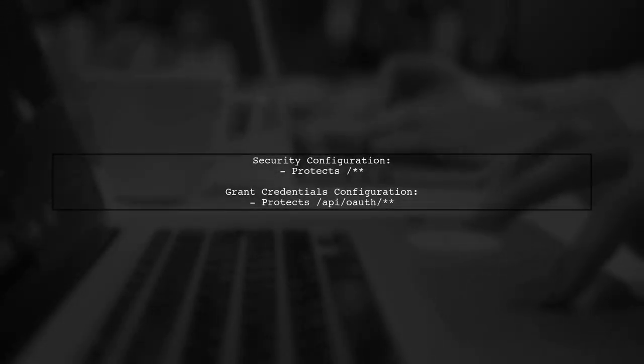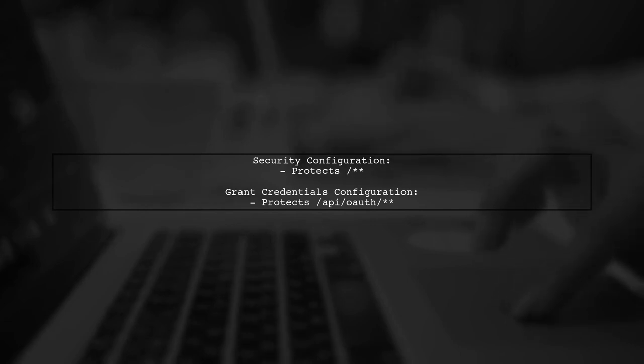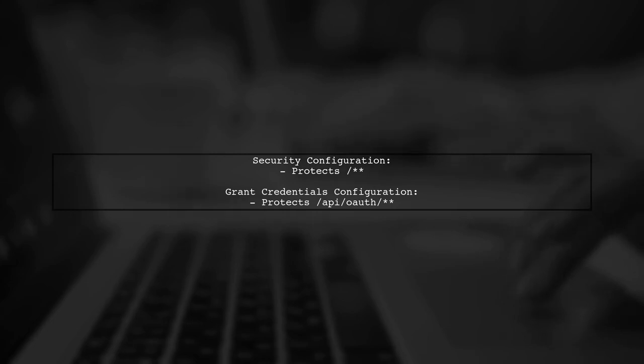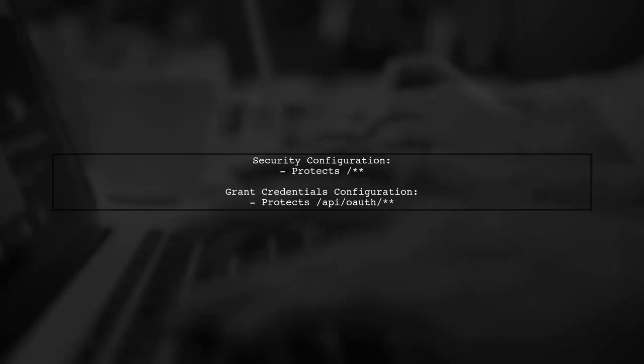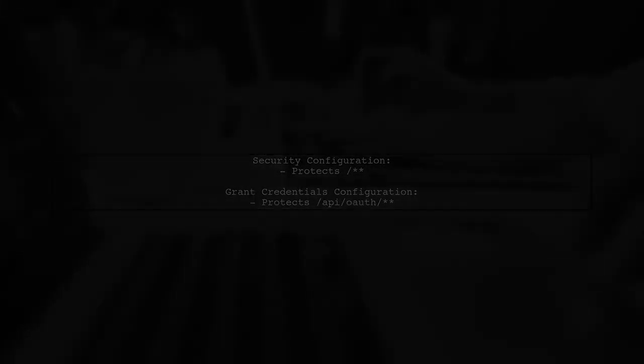The security configuration class is more generic and protects all resources, while grant credentials configuration is specific to the API OAuth paths. Without defined order, the generic configuration can overshadow the specific one. To fix this, you need to set the order correctly.